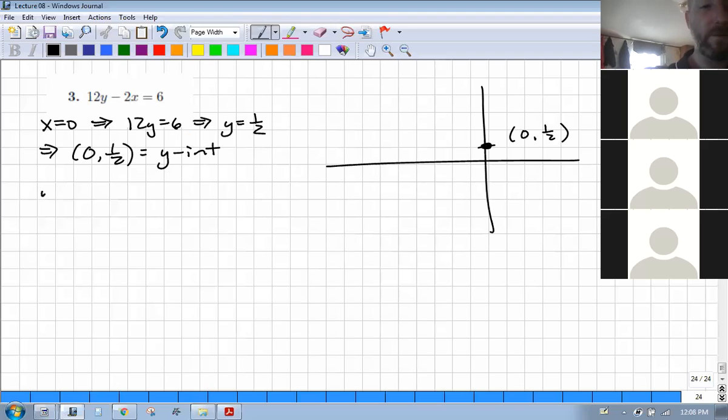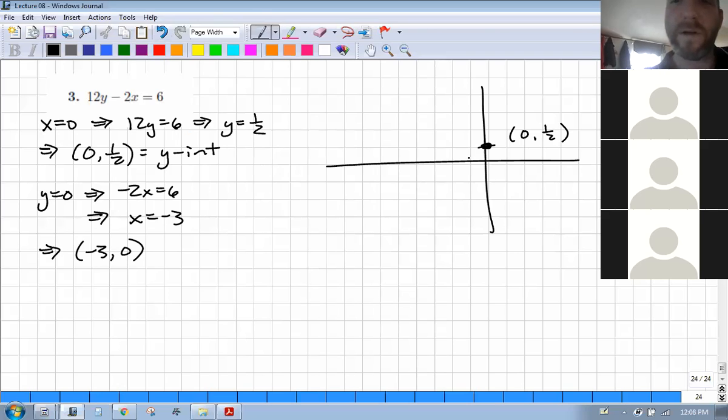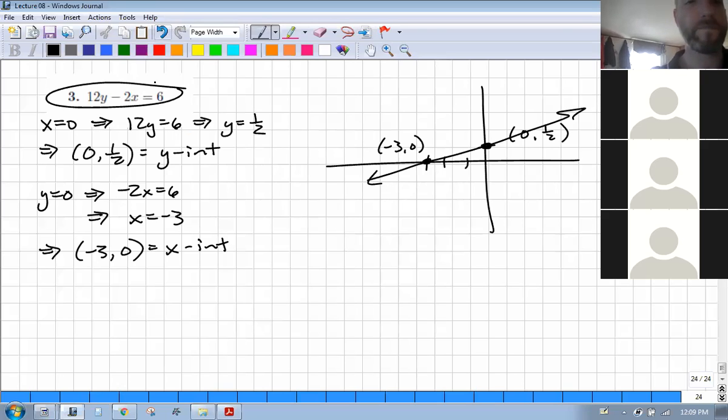All right, now if y is 0, plug in a 0 right there, we get -2x equals 6, which means x is -3. So -3, 0. We go back 1, 2, 3, go up none. This is -3, 0. This is our x-intercept. Since we know 2 points, let's try that again. That line right there represents all the solutions to this equation.